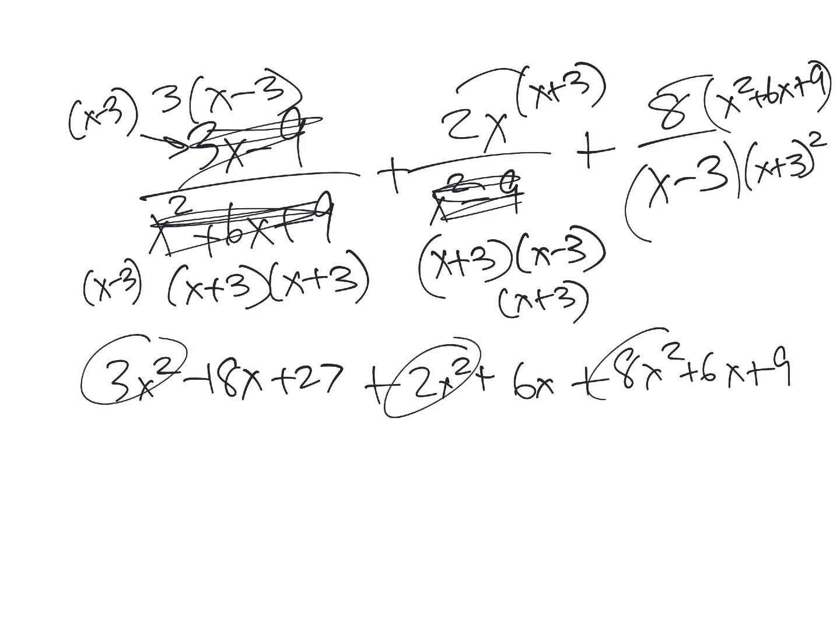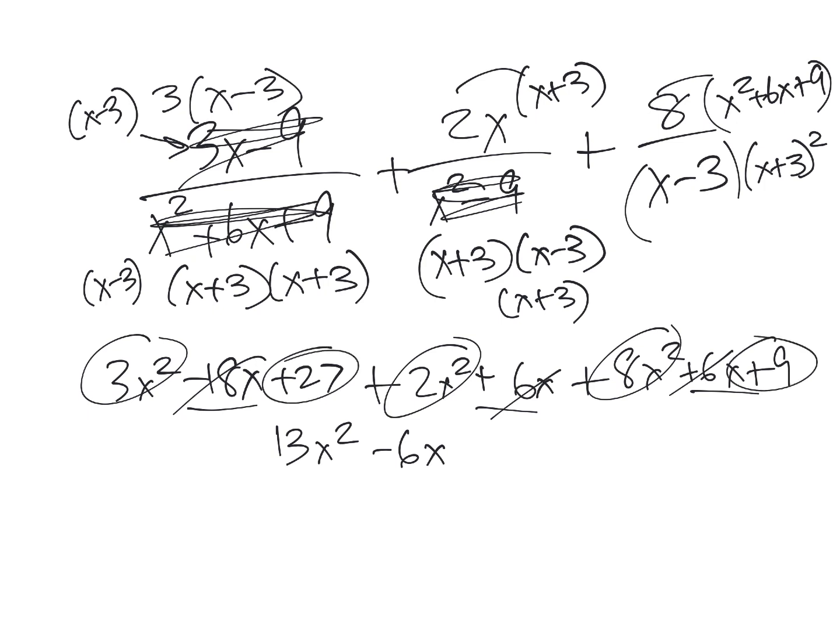3, 5, 13x squared. 18 and 6. Negative 18 and 6 is negative 12. And add another 6 is negative 6. So negative 6x. 27 and 9 is 36. And your denominator, (x plus 3) squared, (x minus 3).